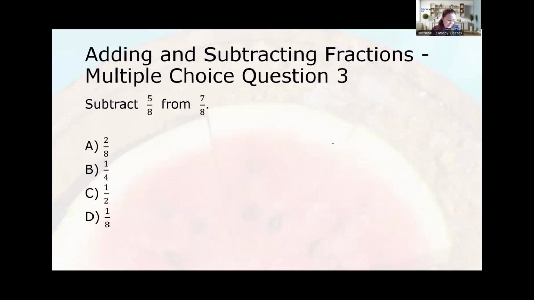Apologies, I've put that in twice. Okay, let's have a look at giving you a chance then. You're going to be subtracting 5/8 from 7/8. I'm just going to give you a moment there, and I'm going to recommend you try and give it in the simplest form.